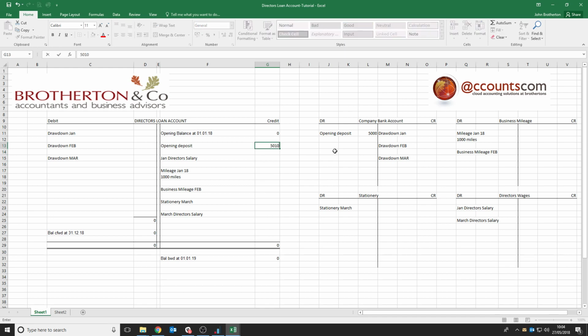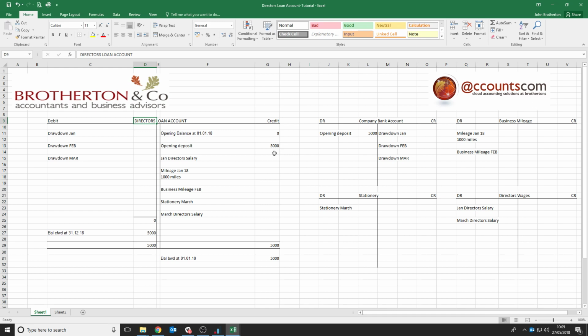Now we put £5,000 of our own money into the bank account, and so we're now owed £5,000. On the balance sheet of the company we've got the asset of bank, so the asset of cash, the money in the bank, has gone up by £5,000, and the corresponding credit on the balance sheet is a current liability, which is the director. So the director now is a creditor of the company, and that is in theory what a director's loan account is.